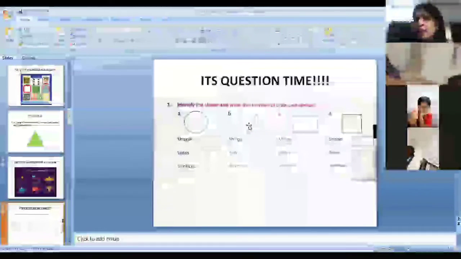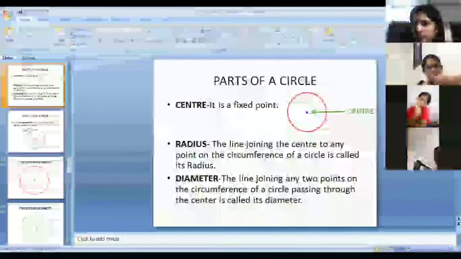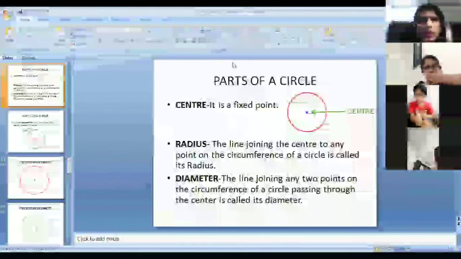Coming to the next shape, B1. How many sides are there in this shape and how many vertices? And what is the shape? Okay. Those who know the answer, just thumbs up. Thumbs up icon is there, na beta? Please click it. Can you see a thumbs up icon, children?